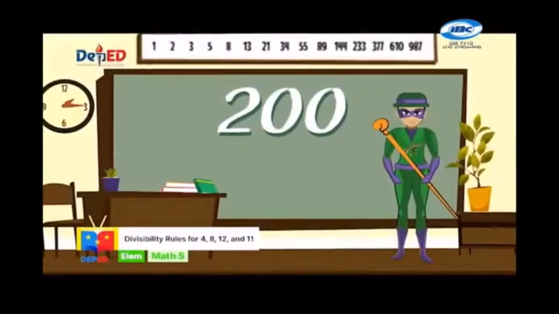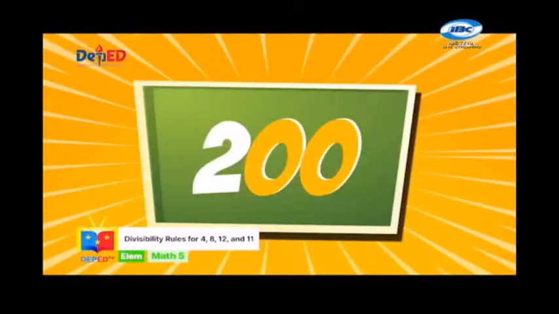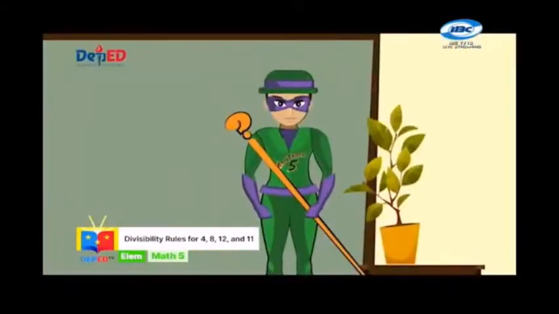Let's take a look at the last two digits of the number. The last two digits of 200 are 2 zeros. Since the rule states that if the last two digits of a number are 2 zeros, it is divisible by 4, our answer is yes, 200 is divisible by 4. You're doing good. How about this?